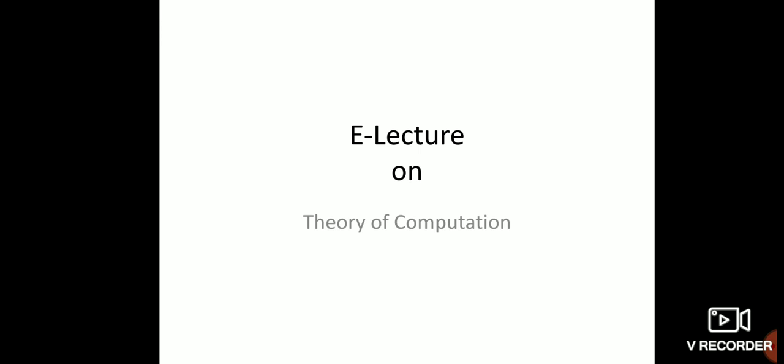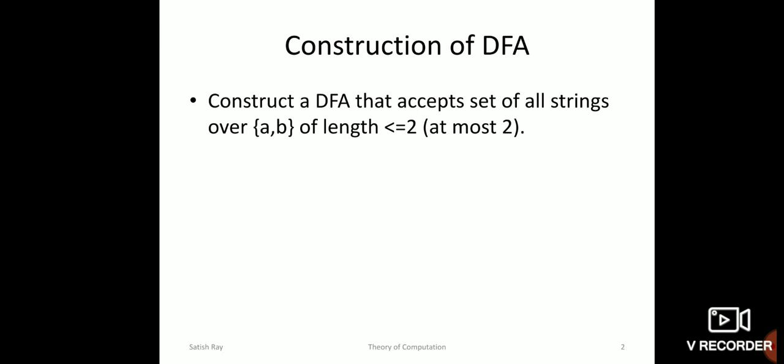Today we will discuss construction of DFA. In the previous two sessions, we had discussed construction of DFA that accept the set of all strings over A and B of length exactly 2 and at least 2. Today we will discuss construction of a DFA that accepts the set of all strings over A and B of length at most 2, that is less than or equal to 2.